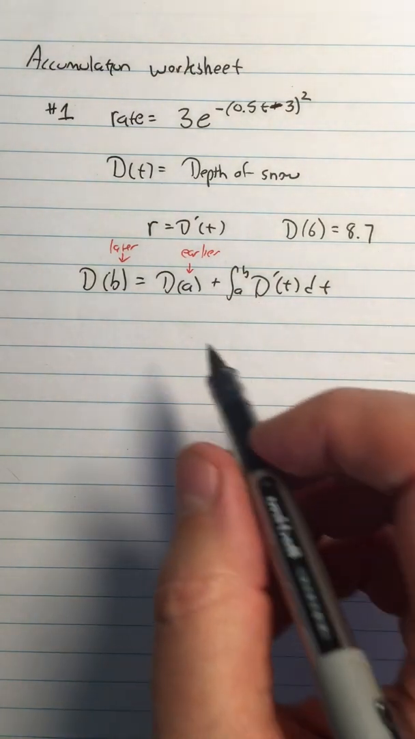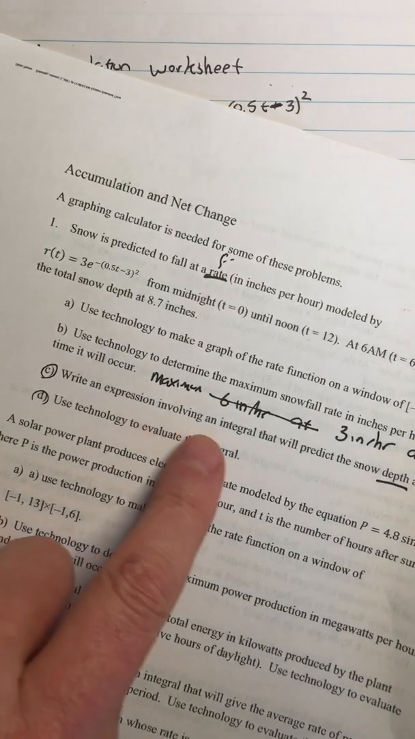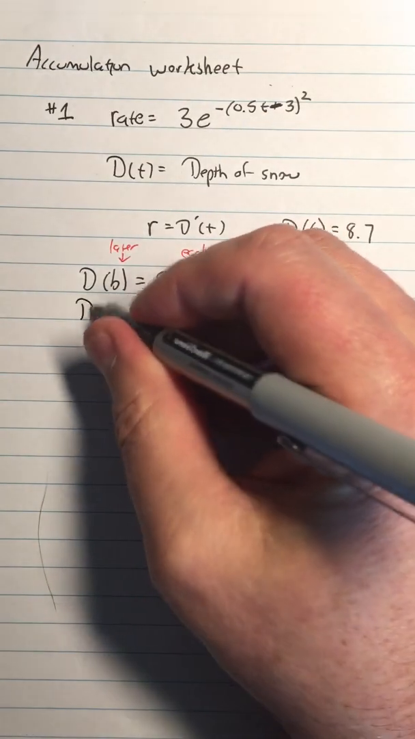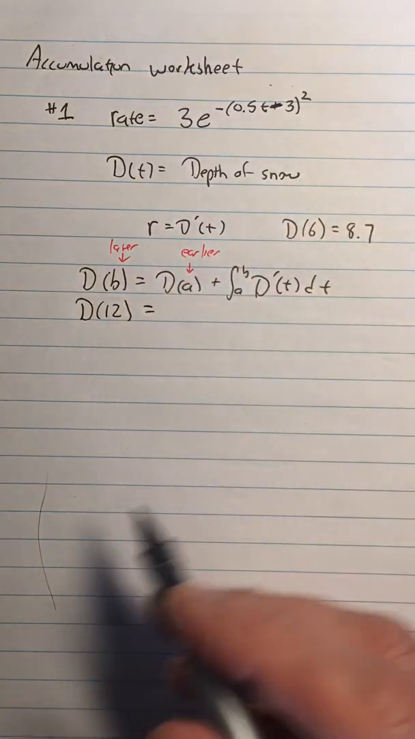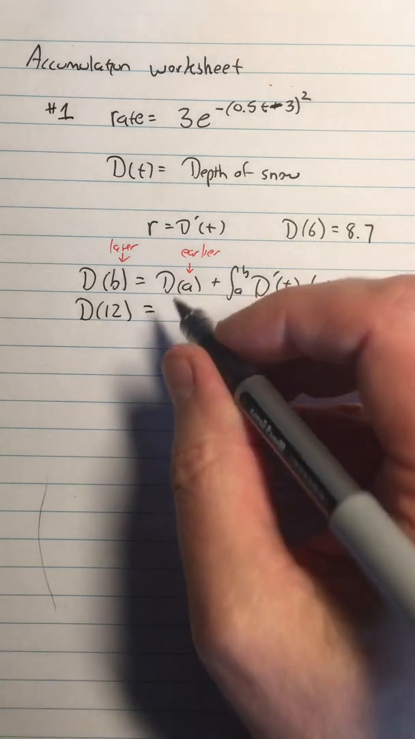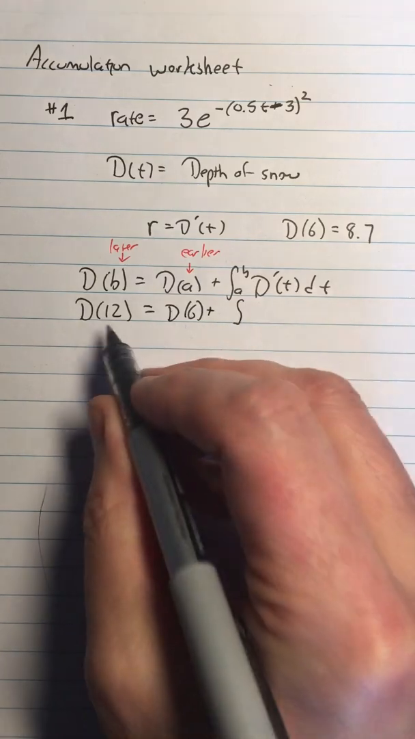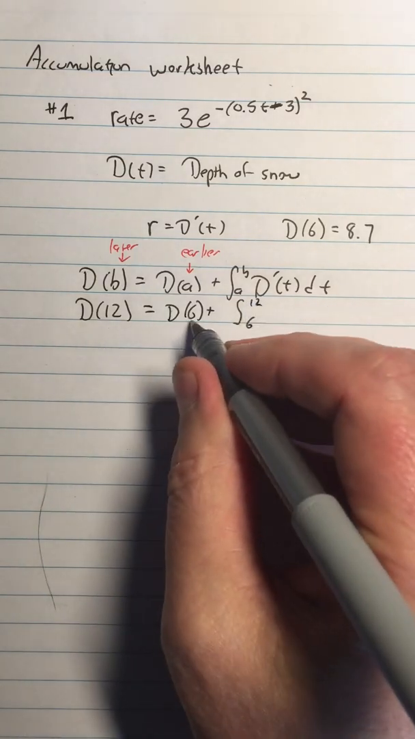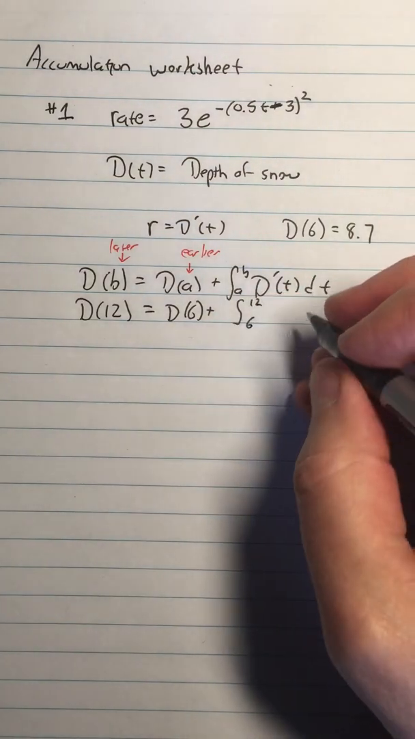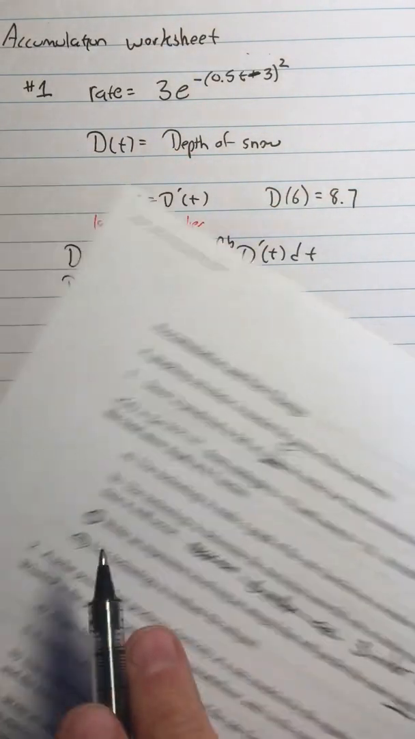All right, so I want to know the depth at noon, because it says write an expression involving an integral that will predict the snow depth at noon. So I want to know D of 12. Now, what do I already know? I already know that the depth at t equals 6 was 8.7. So I know what D of 6 is. All right, so then my integral is going to be from this value to this value, from 6 to 12. It's from my known value to my unknown value. But you could switch which one's known, which one's unknown too. It all still works.